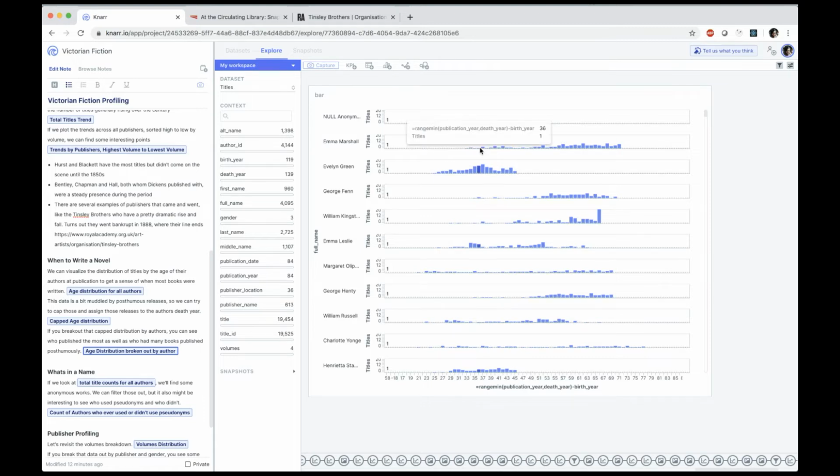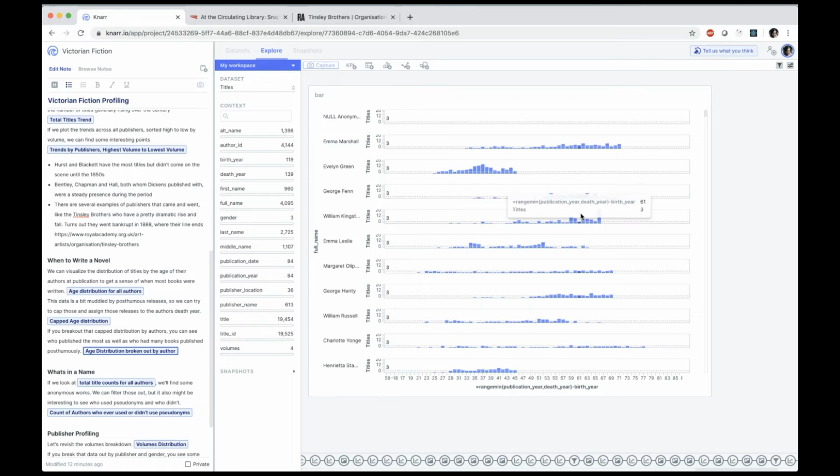But we can see people like Emma Marshall, who's the most prolific writer of that time period in terms of number of titles, and Evelyn Green, and you can see she published 14 titles in a single year. And you can also see some of that capping I did pop back in the data.